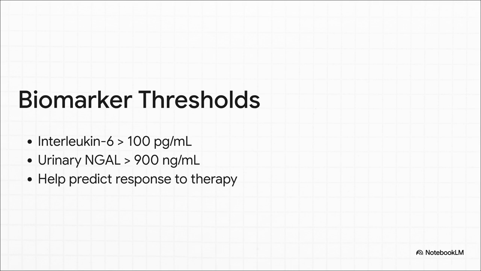And in ACLF, urinary NGAL levels above 900 nanograms per milliliter have been shown to be specific for predicting non-response to terlipressin and hepatorenal syndrome. These aren't just arbitrary numbers. These are emerging gold standards designed to trigger timely, personalized extracorporeal intervention before irreversible multi-organ failure sets in.